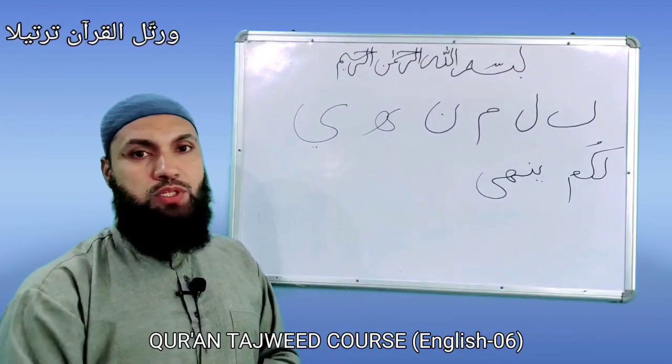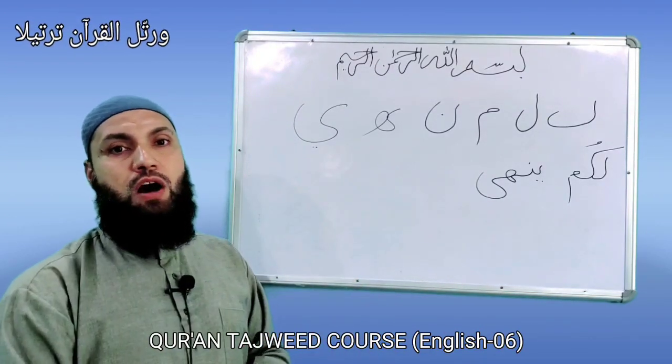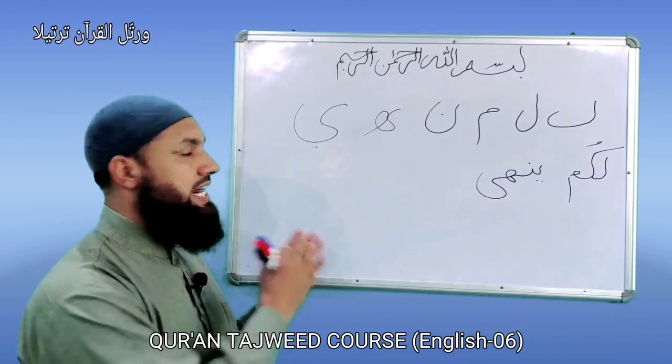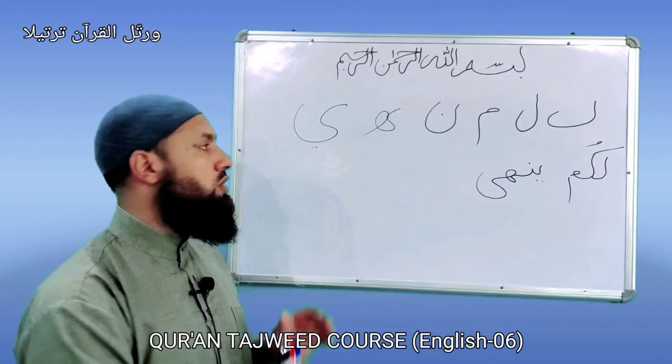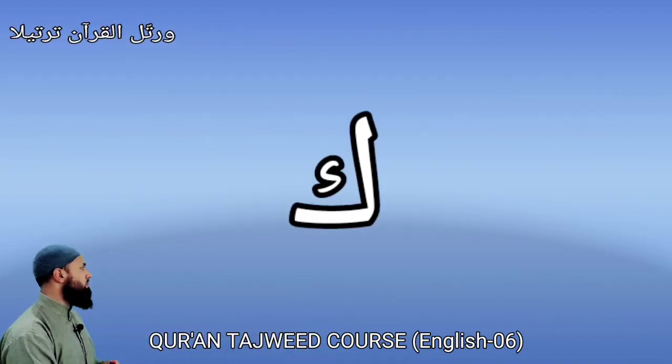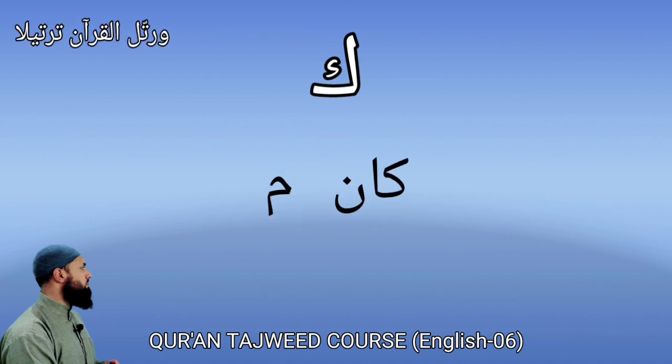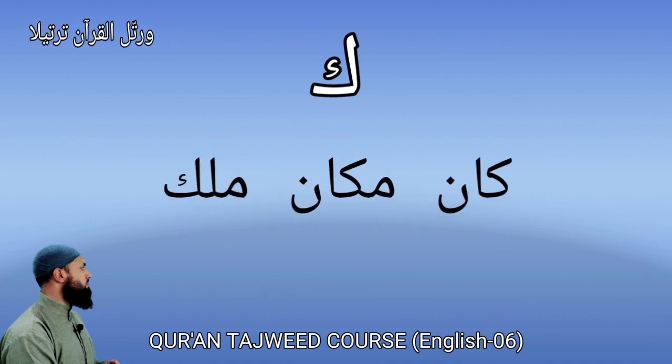Let's look at some examples where these 6 letters are used in different words at different positions and see how they are joined with different words. Kaf, as in Kana, Makanun, Malikun. In the first word, Kaf is used at the initial position, its shortened form is used and it's joined with the letter Alif on its left side.